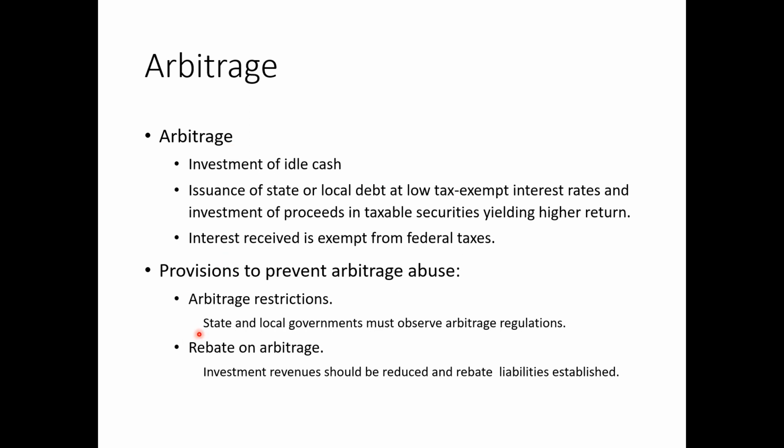So there are arbitrage restrictions. The state and local government must observe arbitrage regulations. Basically, either you don't do that, but if you do invest the proceeds from the debt issuance, the investment revenues should be reduced and the rebate liability established. Basically, you're going to return money back to the federal government.